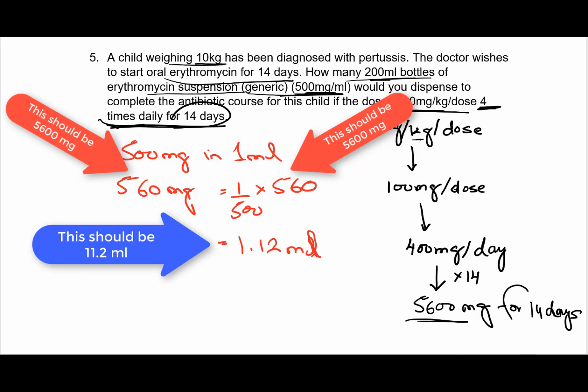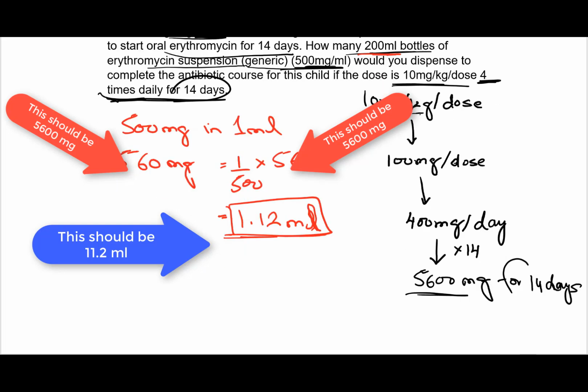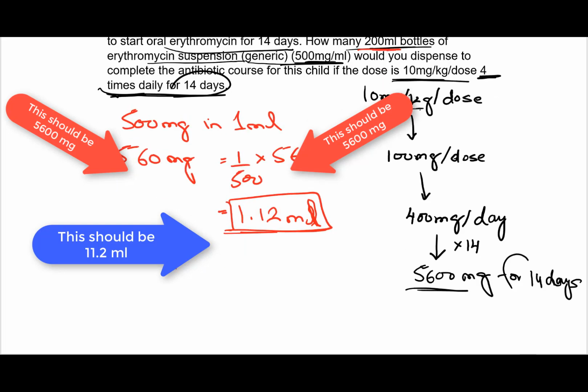So over the 14 days, we have to give the dose of 1.12 mils to the patient, and the bottle has 200 milliliters. So 200 milliliters are in one bottle, and over 14 days we have to give to this patient 1.12 mils. So quite obvious that we will dispense one bottle, and that's the answer.